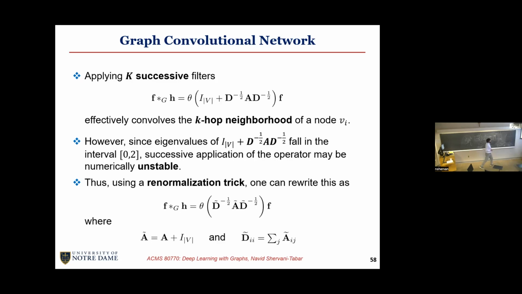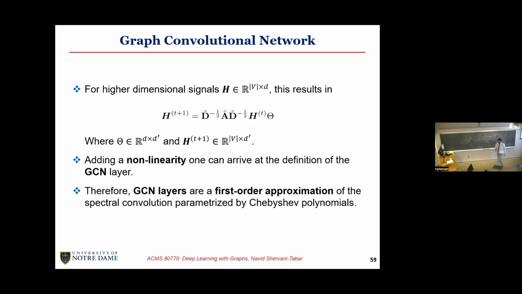So now, writing it this way, we see that this is essentially the graph convolution network that we have basically implemented in our homework system. So I write it in the matrix form, and for the matrix form, instead of having a one-dimensional signal, I'm going to have a d-dimensional signal, right?